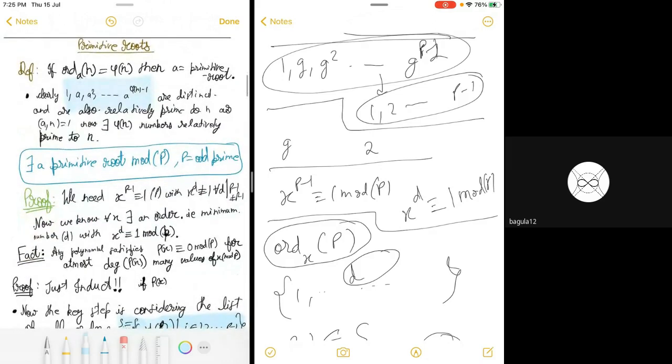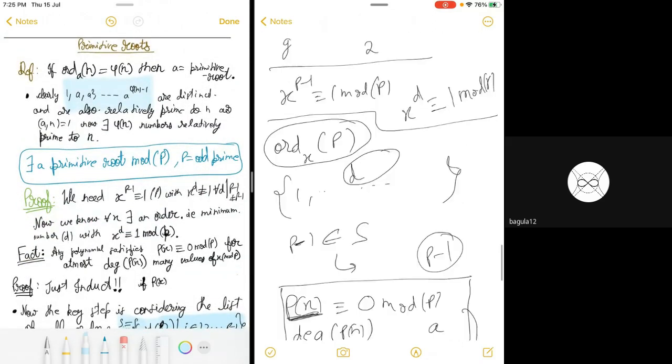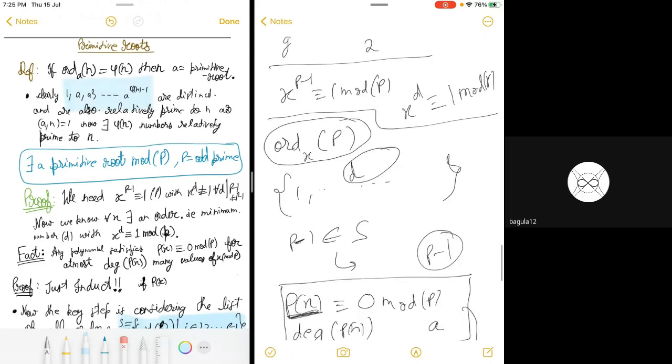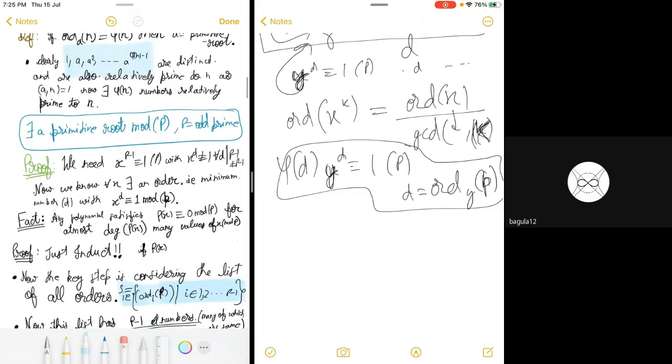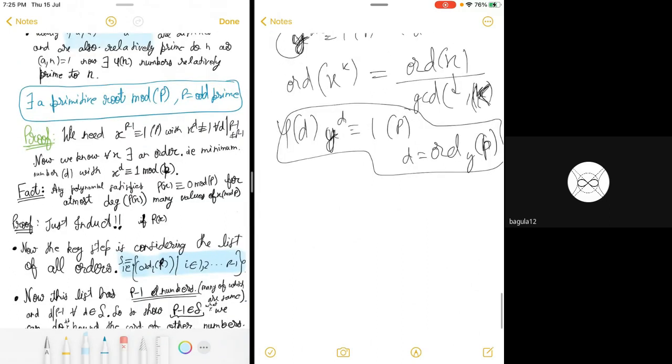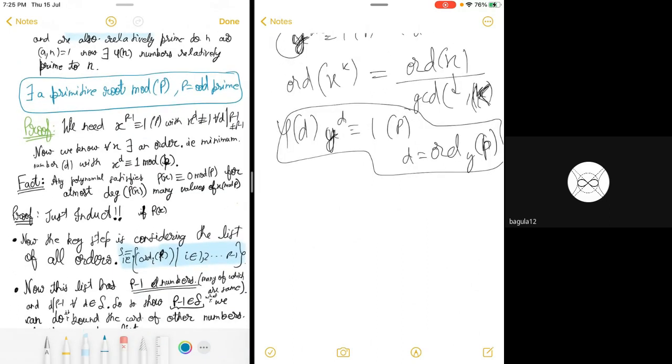And also, if you don't understand anything at some point, you can just speak up. So I'll go through this again. What we do basically is, first we use this fact that a polynomial P of x congruent to 0 modulo p has at most degree of P of x many solutions x modulo p. So is this clear?